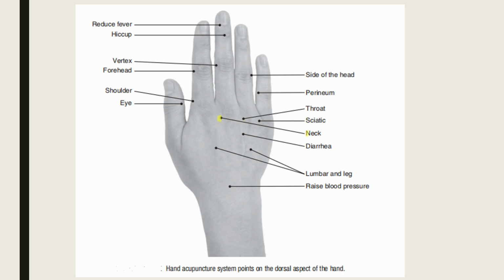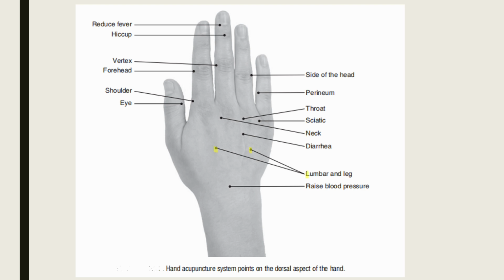The neck. Located between the index and middle fingers at the ulnar margin of the metacarpophalangeal joint of the index finger. Indications: wry neck, swollen, stiff, or sprained neck.